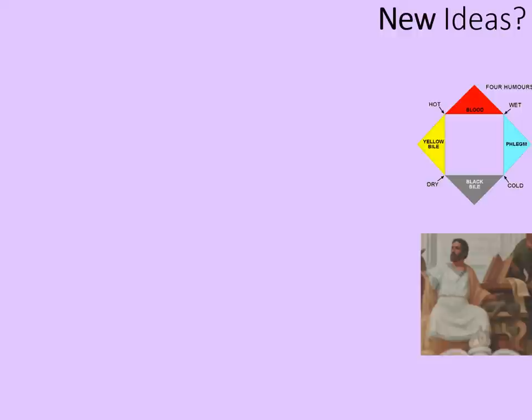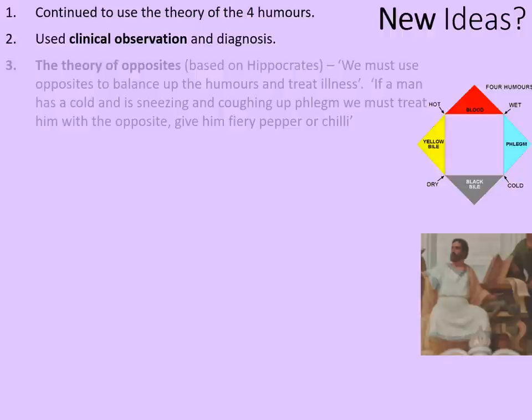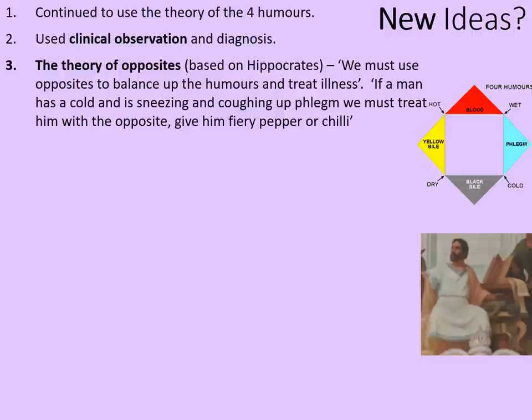Well, some of them he'd kind of refined rather than coming up from scratch. We can see here a diagram showing the theory of the four humours, which again, I've got another video on if you're unfamiliar with the idea. But he continued to use the theory of the four humours, but also continued to use clinical observation and diagnosis, something that had been used by Hippocrates. The theory of opposites, though, was based upon the work of Hippocrates, but a refinement by Galen, so very much more a new idea. Here's what he wrote.